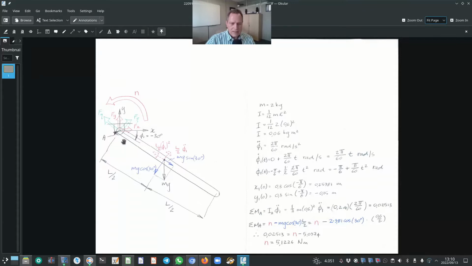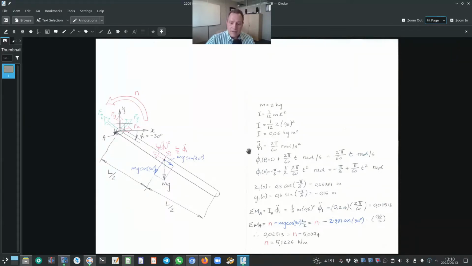The mass properties of the pendulum rod are the same as what we considered in the previous lecture. So the mass is 2 kilograms. The moment of inertia about the center of gravity is given by this formula, 1/12 times the mass times the length squared, which equates to 0.06 kilogram meters squared.